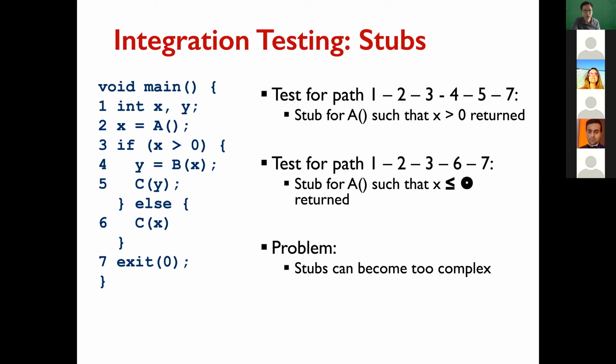Okay. If we want to test another path, we'll make another stub for a such that it returns a value that is not greater than 0. Okay.